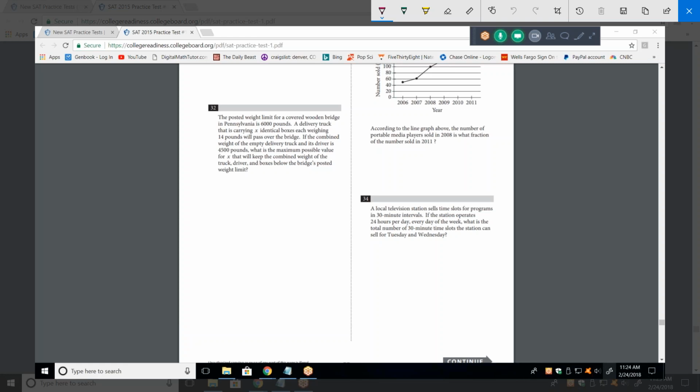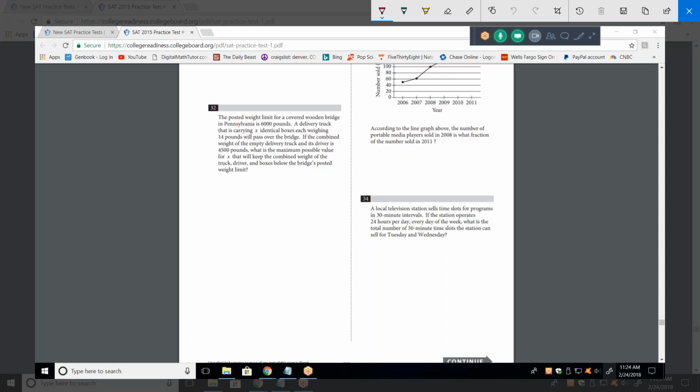All right, this is not multiple choice, so we're going to have to come up with an equation or an inequality. So let's start with what the weight is going to be on the bridge when this truck passes over it as an algebraic expression. So what's the least amount? In other words, an empty truck. What's that going to be? X.